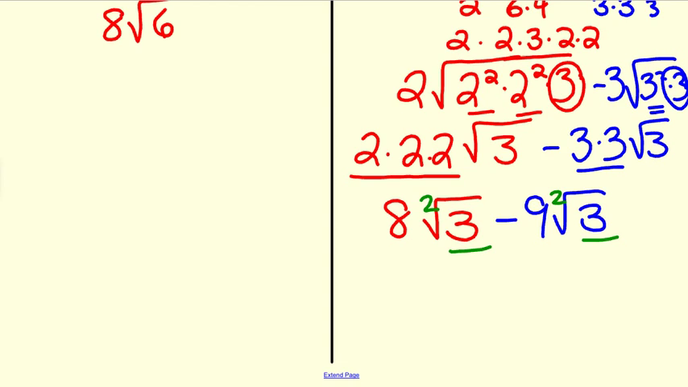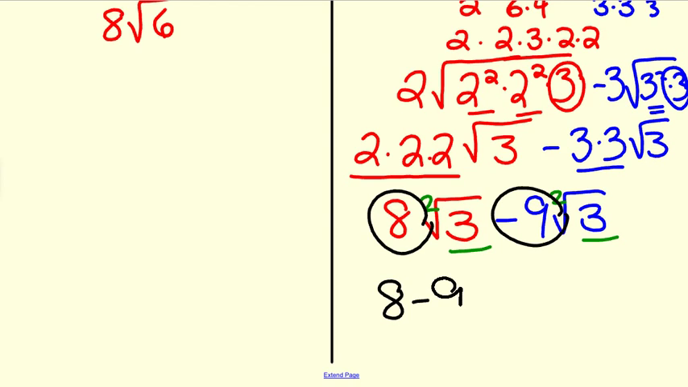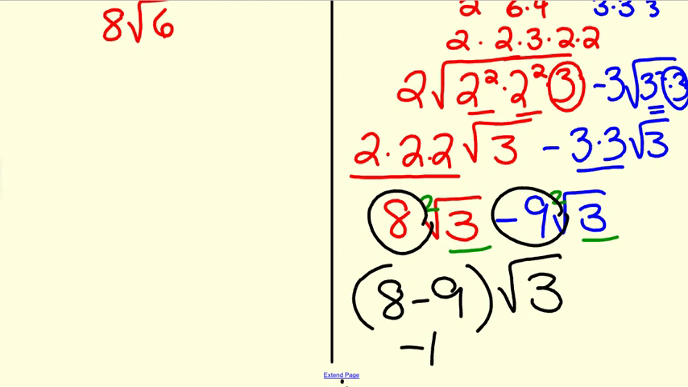So now we go ahead and look at their coefficients. What's in front of those radicals? There's the 8 minus the 9. So 8 minus 9, and then we still have our radical of square root of 3. So 8 minus 9 is negative 1, and then square roots of 3. We have one left on the next slide.